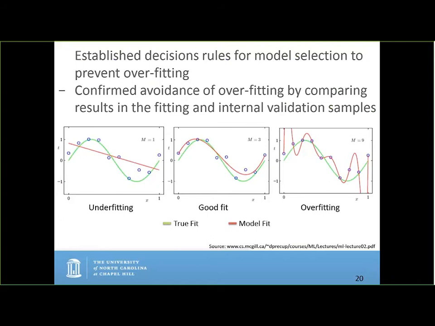Now, you may be worrying that with all those variables, we could do overfitting. This slide here represents the problem of overfitting, but we set several decision rules in order to avoid overfitting and made comparisons between our fitting data and the data that were reserved for validation to make sure that we didn't overfit.